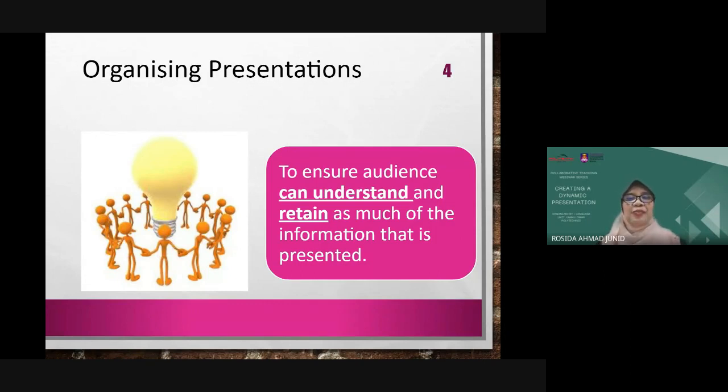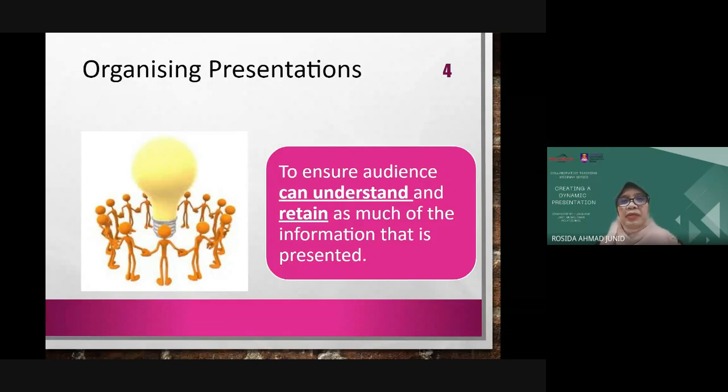So to make sure that she understands what you are saying, especially your language proficiency, the language that you use, she understands it, and she also retains as much information. So here is one motivation that I always use when I become a presenter.